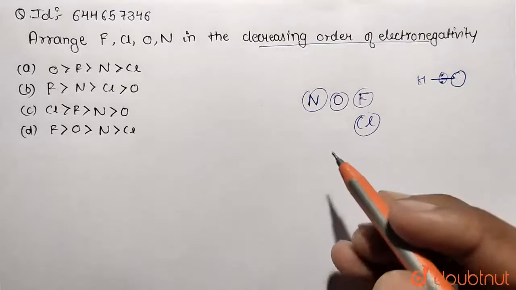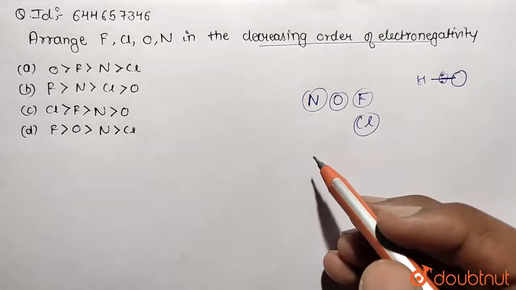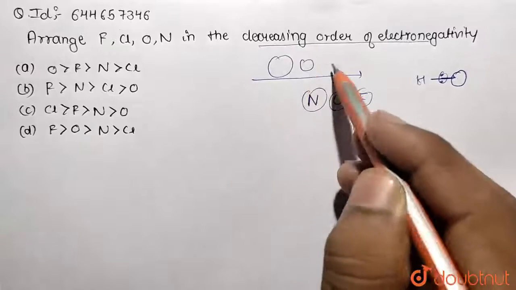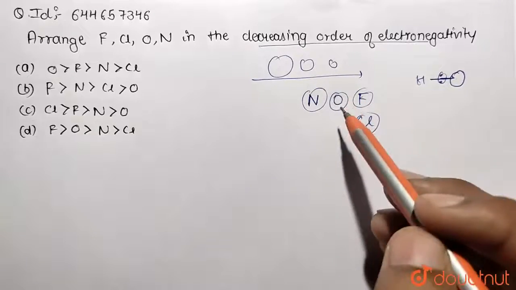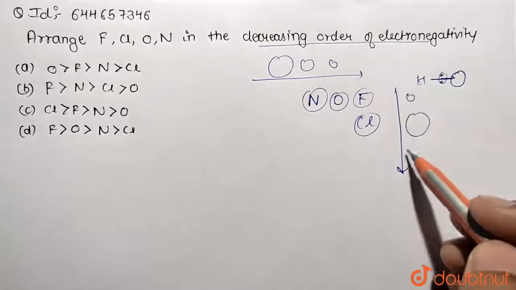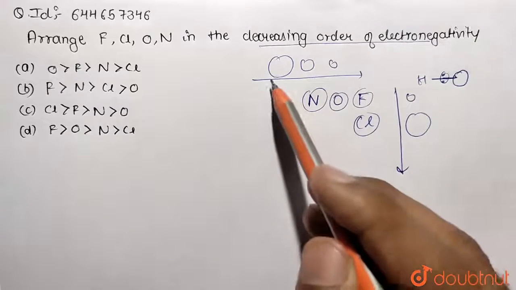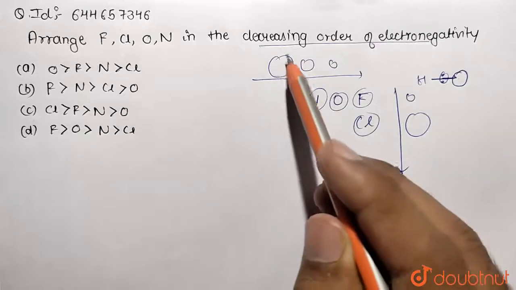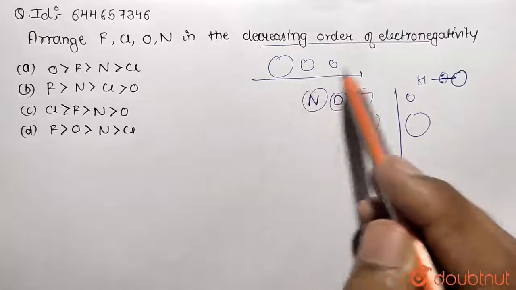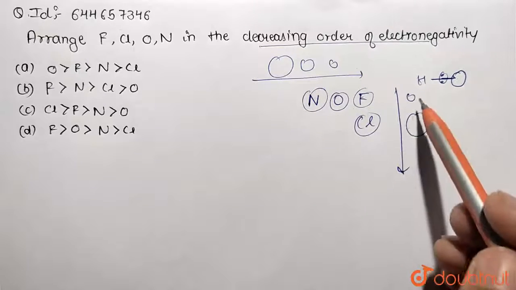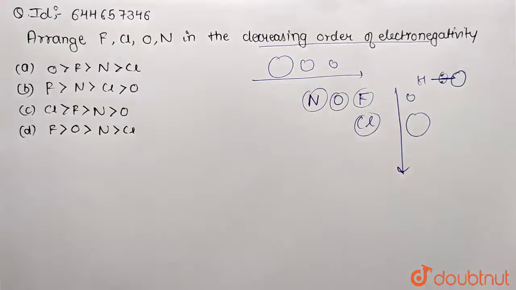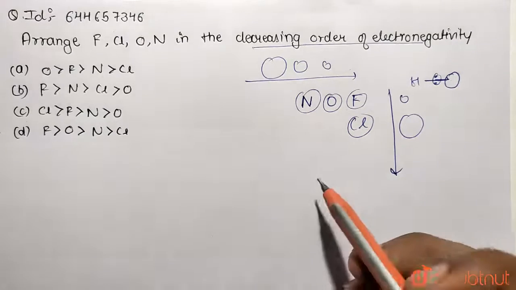Now let's look at the general trend of the periodic table. As we go along the period, size reduces because electrons are being added to the same shell, and down the group, size increases because of the increase in the number of shells. So size decreases as we go along the period and increases as we go down the group. We need to decide the correct order for them, so we can decide on the basis of the general trend.